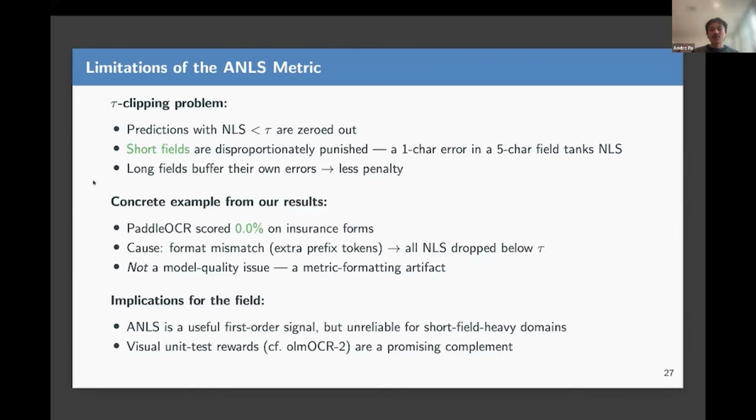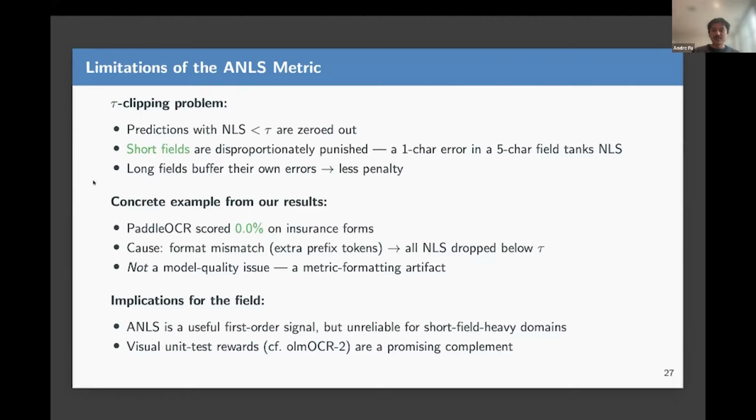Just taking a broader step back. In ANLS, there's a part where the value is zeroed out under a certain tau value. And so we find this to be a really big bottleneck on the metric itself, because as you can imagine, in forms, they're very short fields where a one character error in a five character field is a 20% deduction. And so we have to generate a new process here is our thinking.